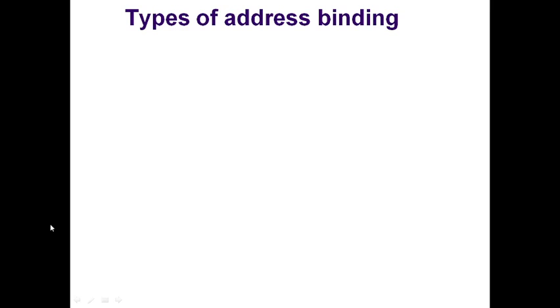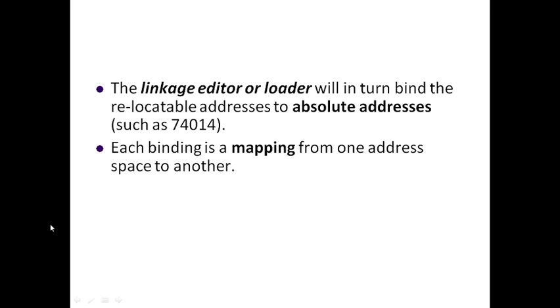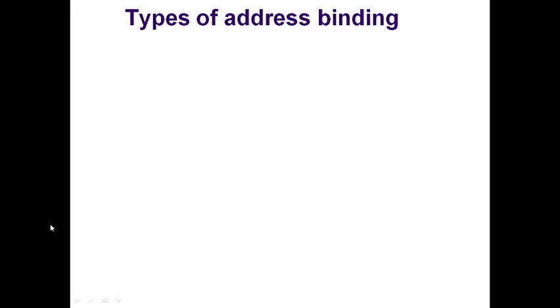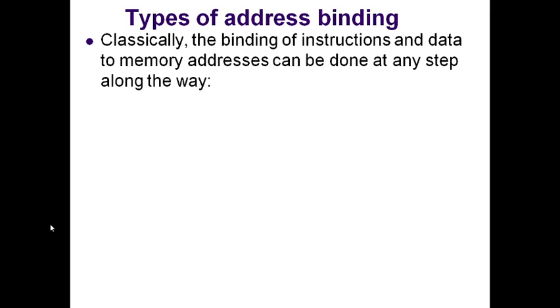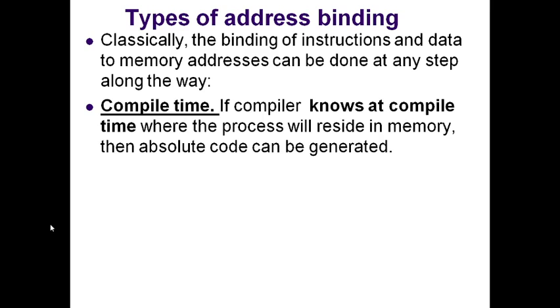Now, types of address binding. We have seen a basic idea of binding. Address binding is about converting the symbolic addresses to absolute addresses. Now this binding can happen at different stages. That's what we call types of address binding. The binding of instructions and data to memory addresses can be done at any step along the way. The simplest time at which the binding can happen is during compilation.